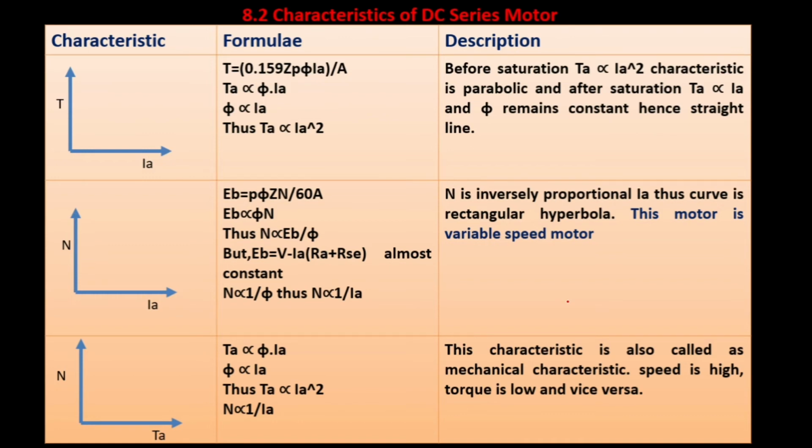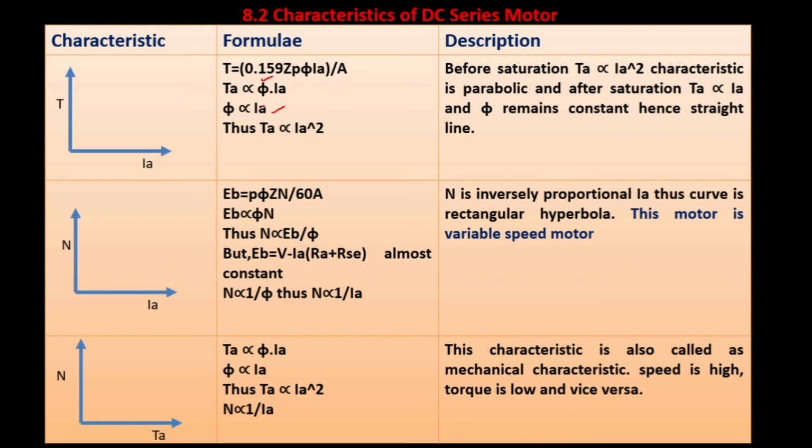Now, talking about the characteristics of DC series motor, again, I'm using the same set of formulas, okay? You don't have to recall all the formulas ten times. The formulas remain the same. So here, the only difference being the torque is directly proportional to phi into Ia. So here, phi cannot be treated as constant, but phi, that is the flux, being a series circuit, is directly proportional to Ia.